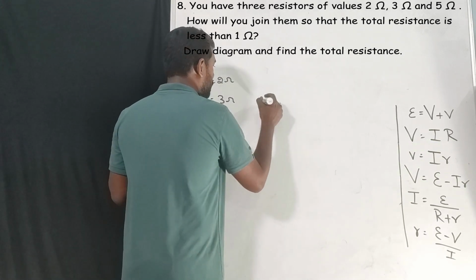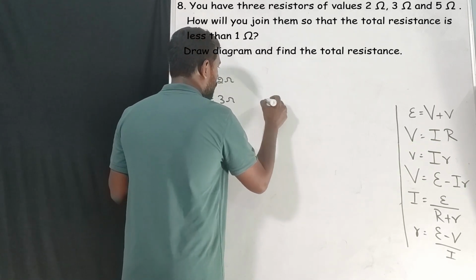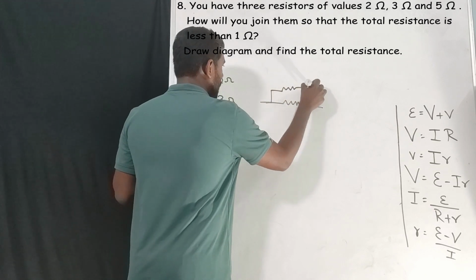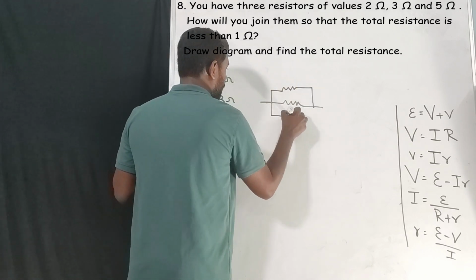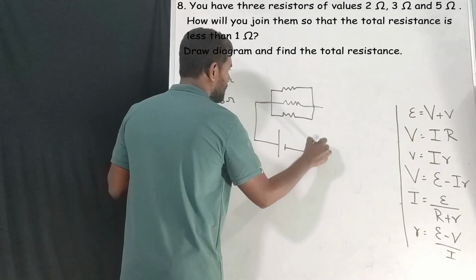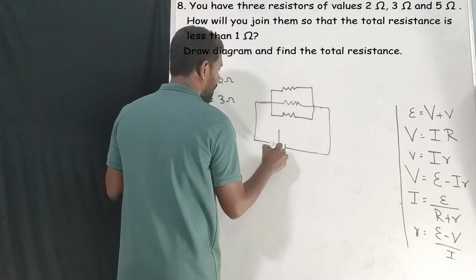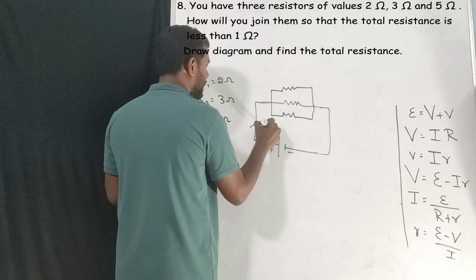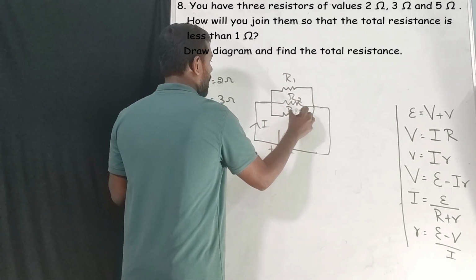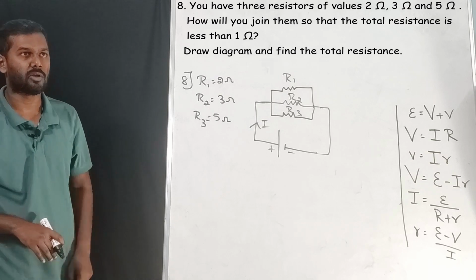So how are we going to connect them in parallel? 1, 2 and 3. See, the circuit has plus and minus, and this will be the current, and this will be R1, R2, R3. That's it. This is the diagram they are looking for.